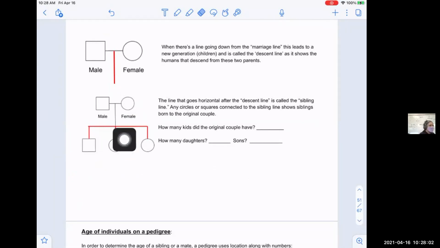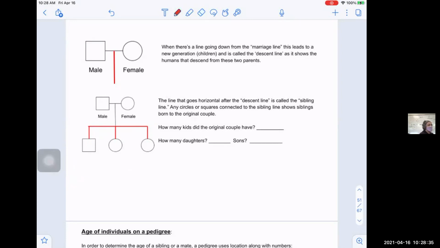Now, the line that goes horizontal that connects to the descent line is called the sibling line. Okay, so any circles or squares that are connected to the sibling line show siblings born to the original couple. Okay, so we can see what kids this couple has by looking at who's attached to the sibling line. So how many kids then did this original couple have?